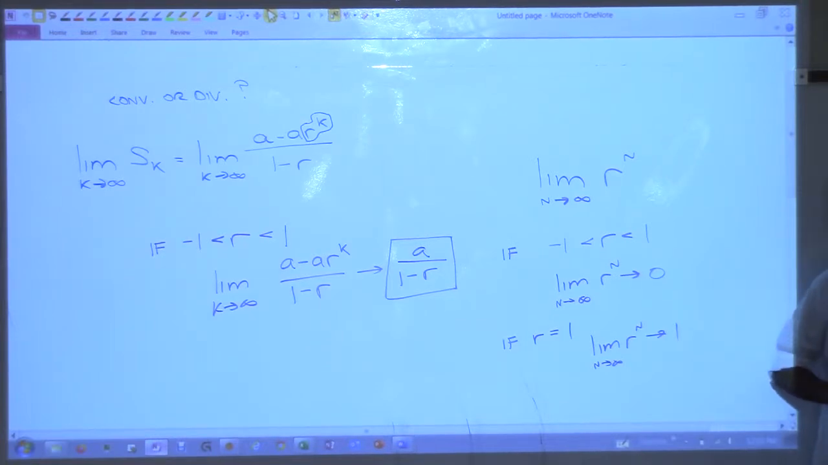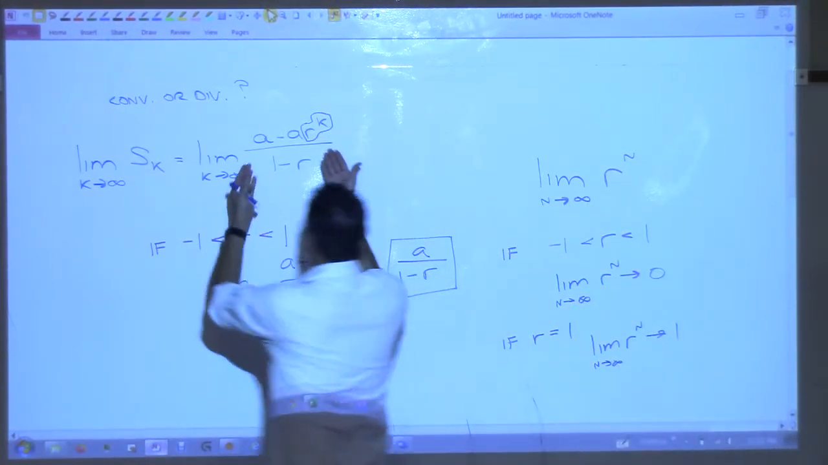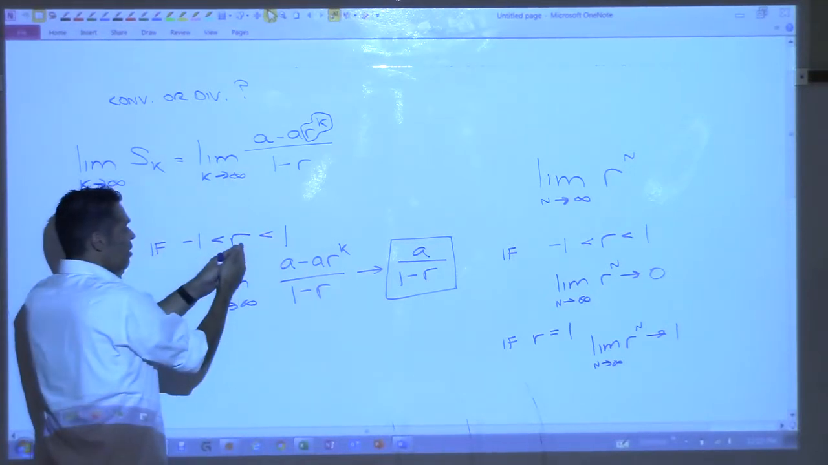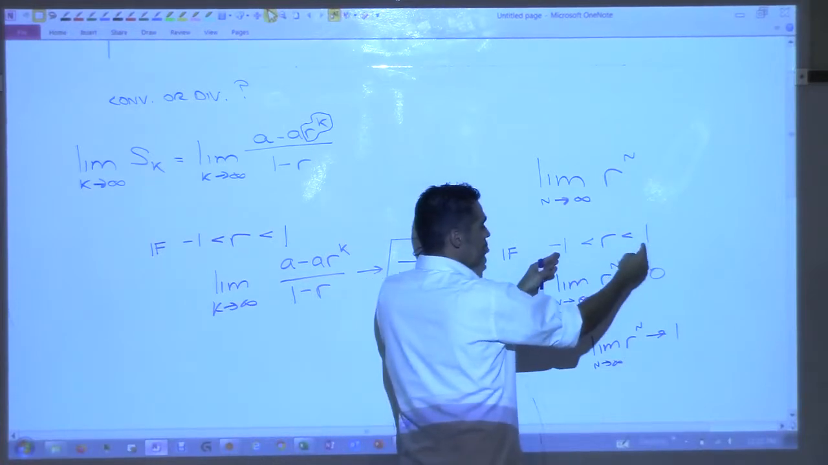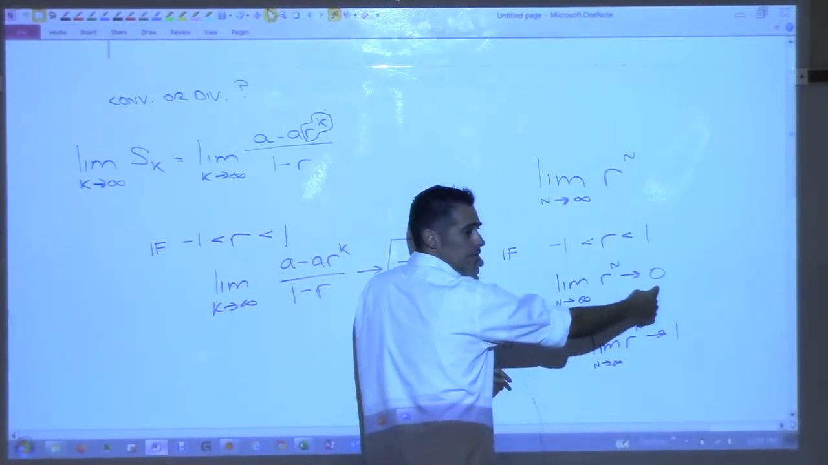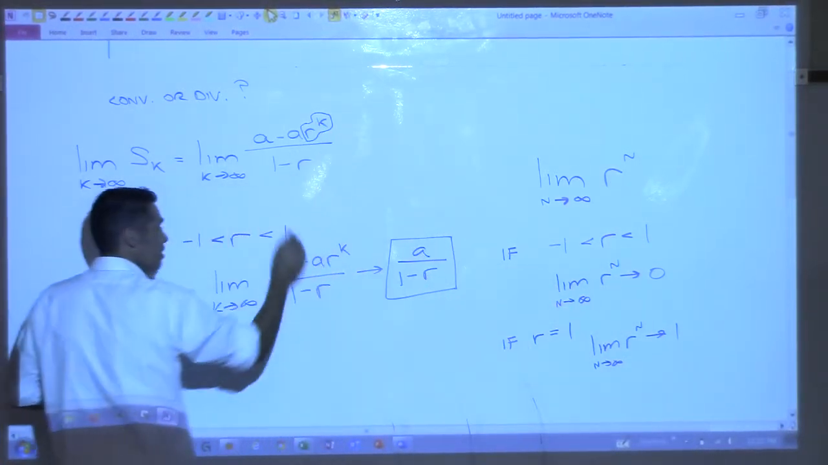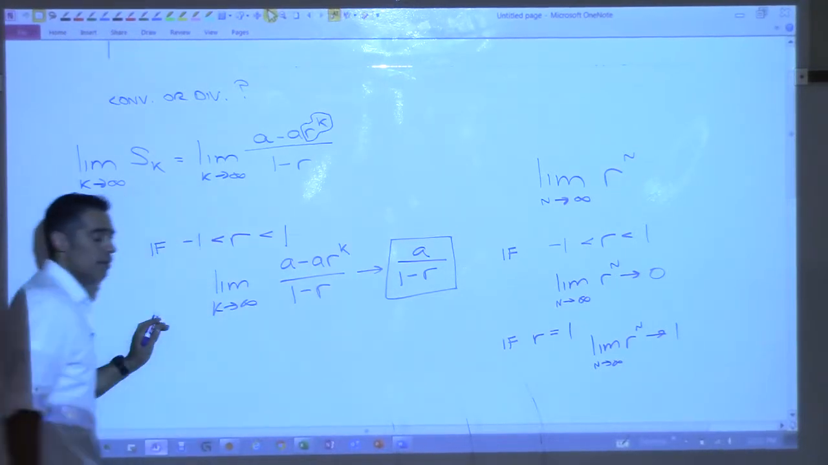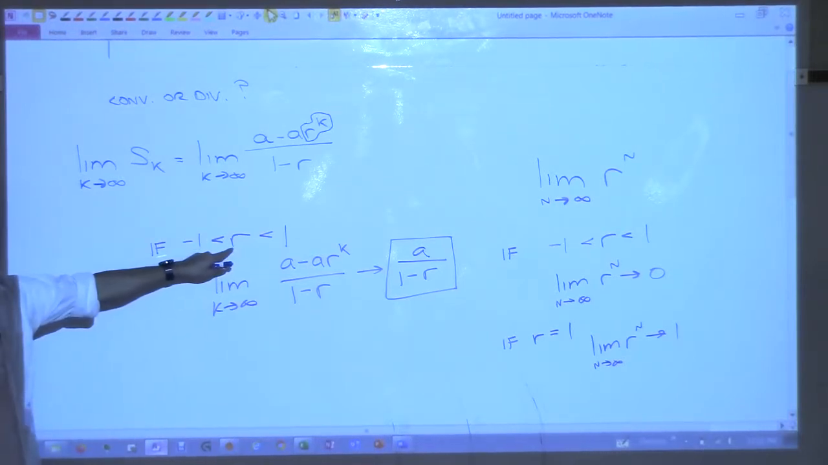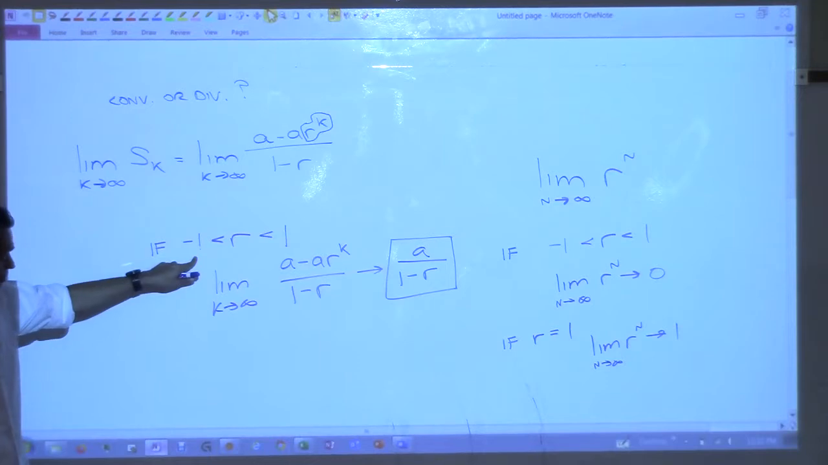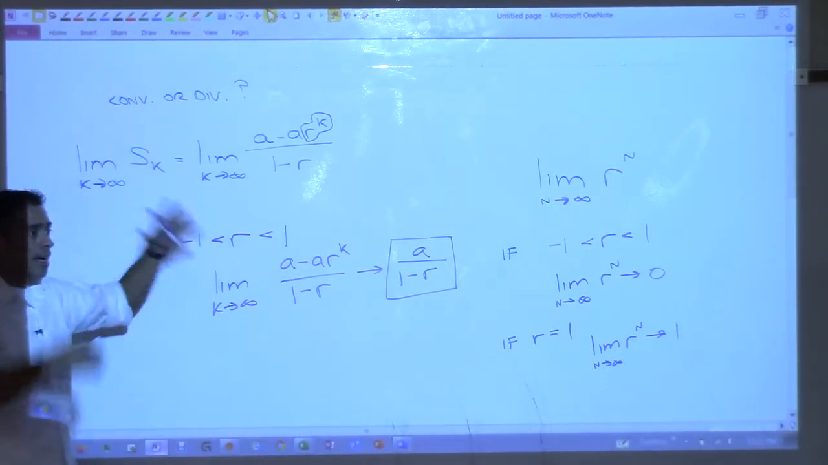So one more time, how did ar to the k become 0? Because if we say that r is between negative 1 and 1, then from last class we know that this limit will go to 0. So that kills that off, and all we're left with is a over 1 minus r. Now, what if r is not this? What if r is negative 1 or 1 or anything else?